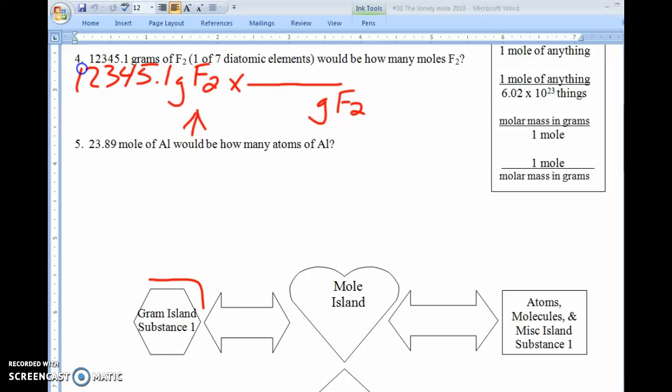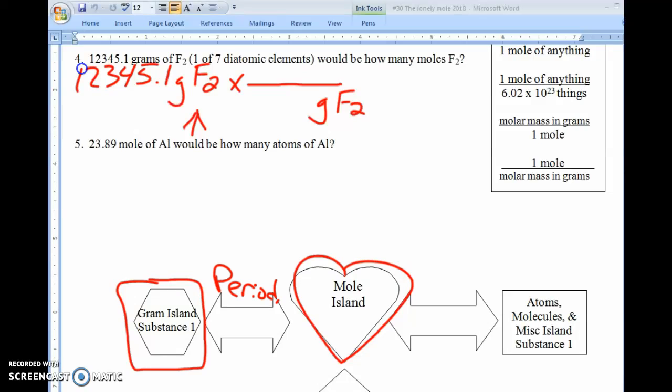So right now we're over here on Gram Island, and if you look at Gram Island, there's only one place that you can go, and that is to Mole Island. So that is the place that we will end up going. This bridge right here is the periodic table. And you're going to be getting the molar mass, which is the grams per mole, from that periodic table. So if we're on Gram Island, the only place we can go to is moles of F2.